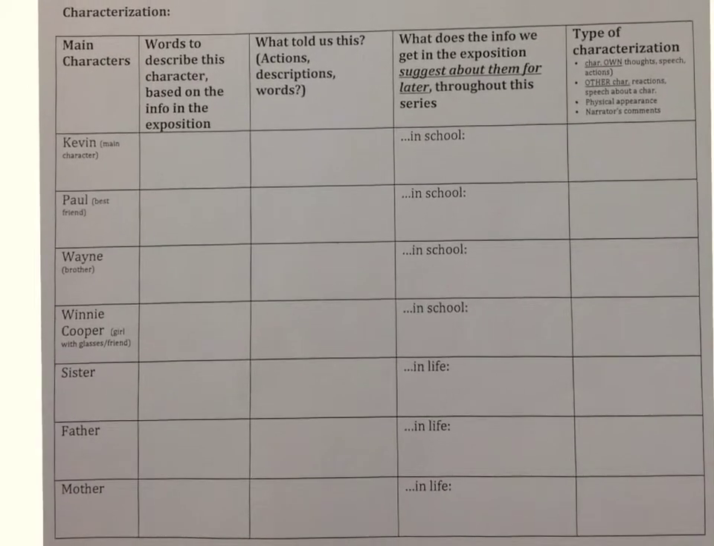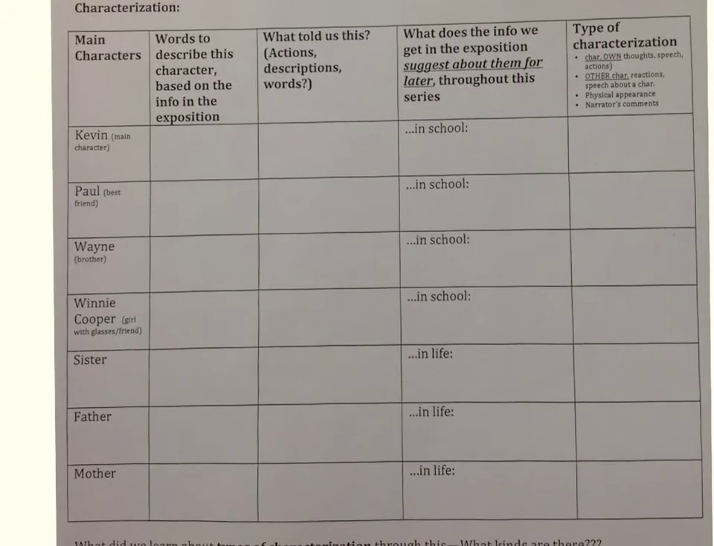So in the exposition, they tell us about the setting, and then they start talking about the characters so that we as the audience get to know them. And it's the same in books. Okay, so here's how we're going to do this. For this worksheet, you're going to look at each character, and we're going to fill it out straight across from left to right. Okay, so we're going to look at Kevin first.